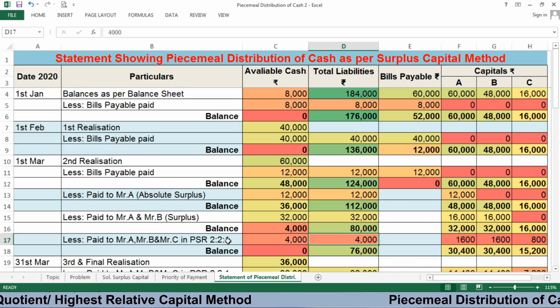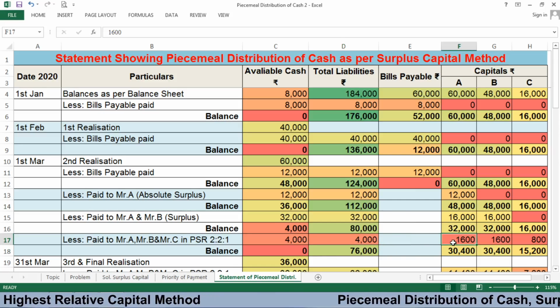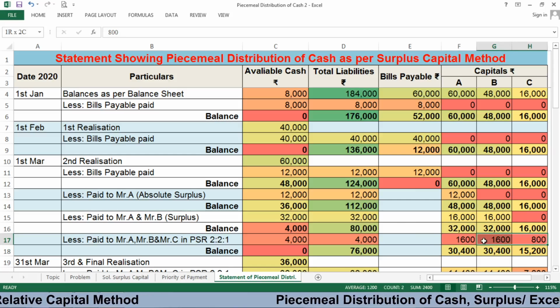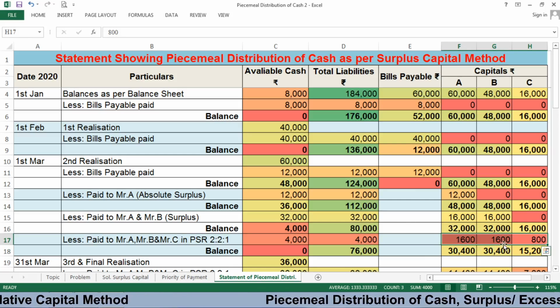A will get a share of 2. So 4,000 into 2 divided by 5 comes to 1,600 to Mr. A. The same will be received by Mr. B, that is 1,600, and one share, that is the share of Mr. C, will be rupees 800. So in total we have to pay 1,600 plus 1,600 plus 800, which comes to 4,000.